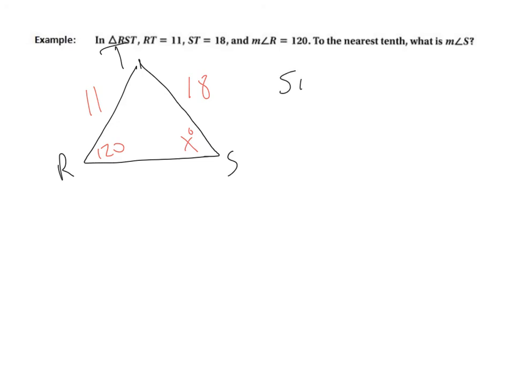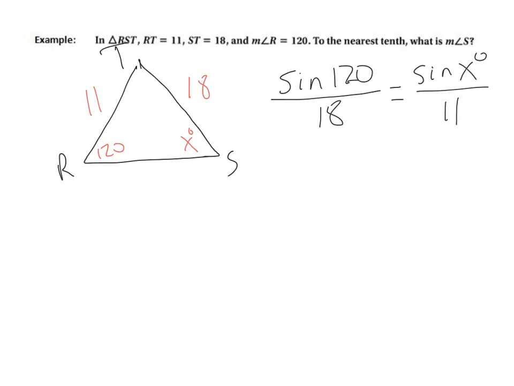I would say sine of an angle, so sine of 120 over 18, so the angle and what's opposite it, has to equal sine of a different angle, so sine of x divided by the side opposite it. Okay, so we're set up for law of sines. Again, the difference is we're trying to find an angle. So now if I cross multiply and divide, I'm going to go 11 times sine of 120 divided by 18. But notice what I'm going to get from that answer. I'm going to get sine of x. I'm not just getting x.